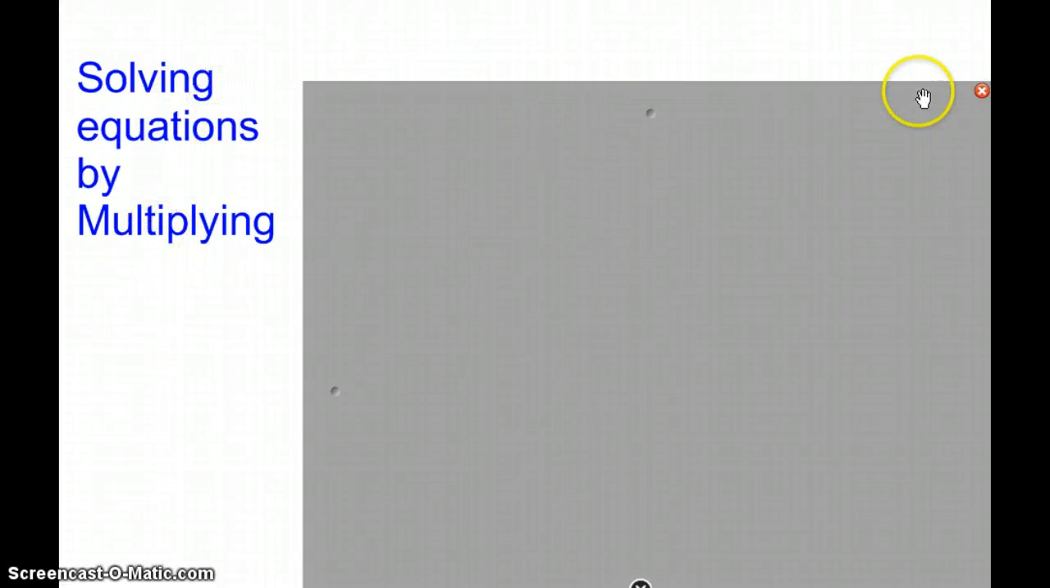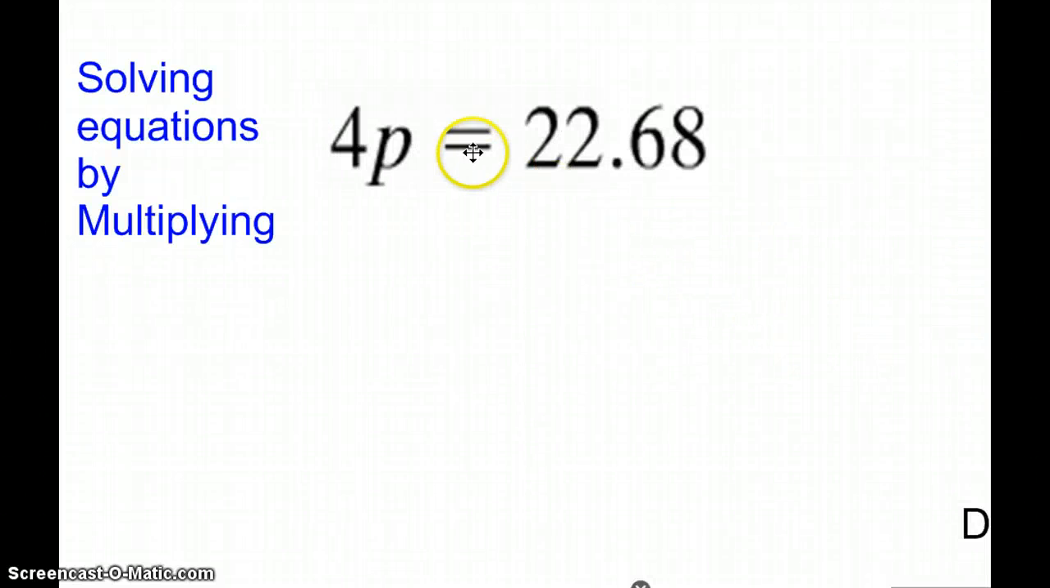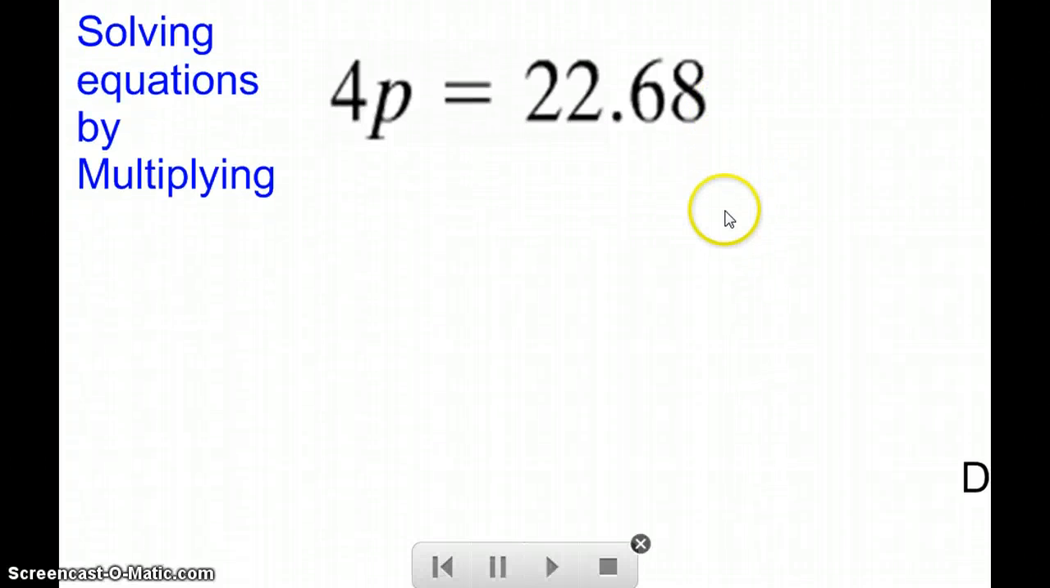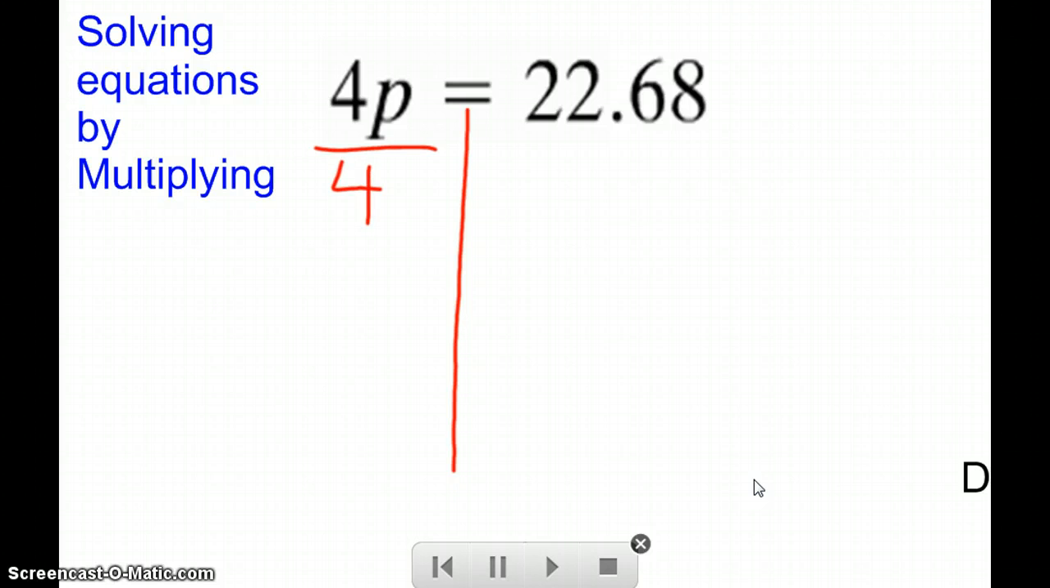Okay, solving equations by multiplying, and our first equation here is 4p equals 22.68. Okay, so what we have to find out here is what number do we have to multiply 4 by to get 22.68. Okay, and this is a little bit more challenging because of the decimal. All right, but hopefully you guys remember our first step is draw a line. Okay, and our inverse operation, the opposite of multiplying by 4, would be dividing by 4. And so we have to do that on both sides of the line. And when we do that, the 4's cancel on the left-hand side, leaving just p.